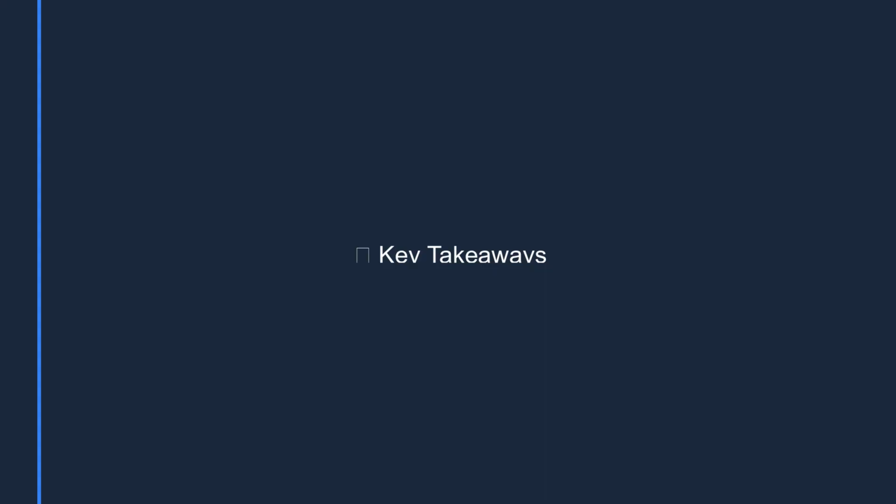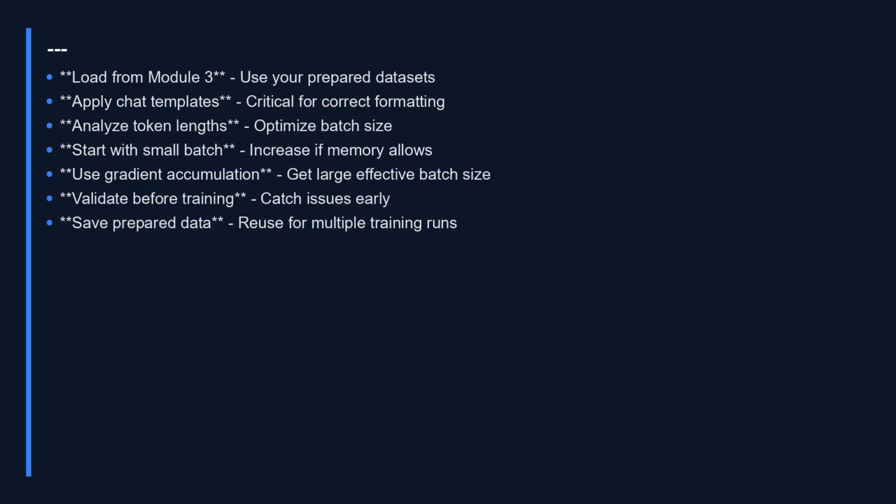Key takeaways: 7 things to carry forward from this lesson. Load your data from the Module 3 JSON-L files. Don't regenerate it. Apply the chat template. Skipping this step produces a model that doesn't understand conversation structure. Analyze token lengths before setting any hyperparameters. Start with a conservative batch size and increase only if memory allows. Use gradient accumulation to achieve large, effective batch sizes without large memory footprints.